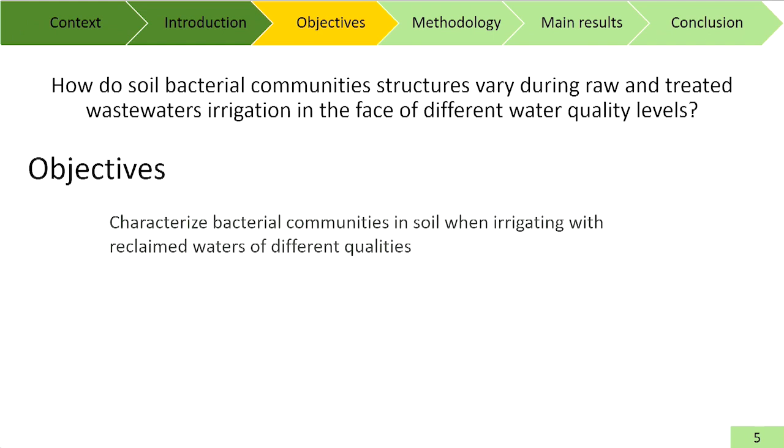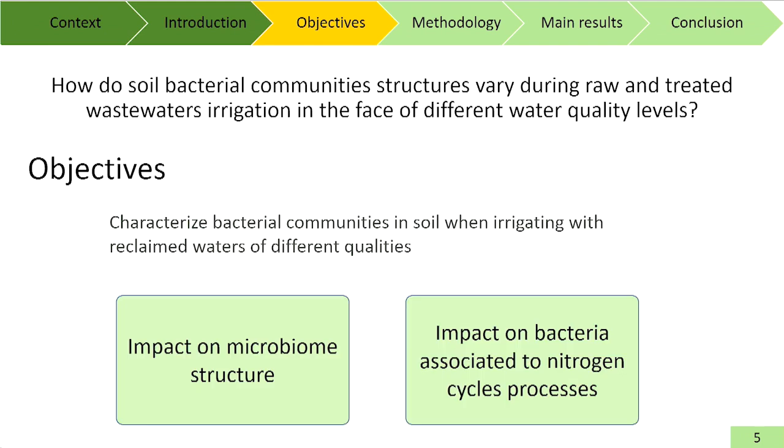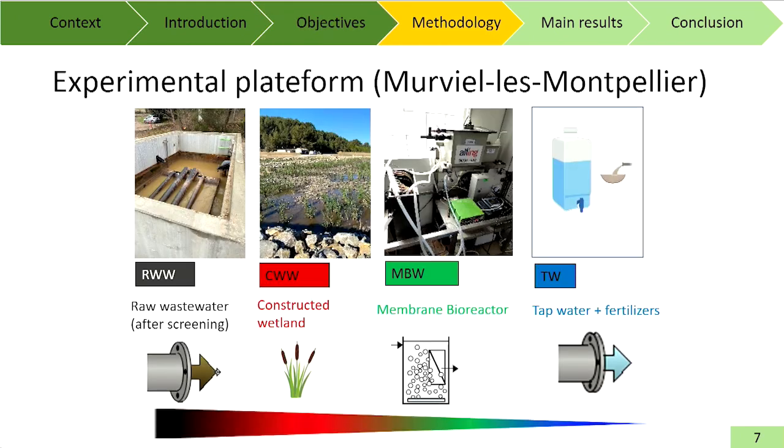So here the question is, how does the soil bacterial community structure vary during raw and treated wastewater irrigation in the face of different water quality levels? The objectives were to characterize the bacterial community in soil when irrigating with reclaimed water of different qualities, by evaluating the impact on microbiome structure and also the impact on bacteria associated with nitrogen cycle processes.